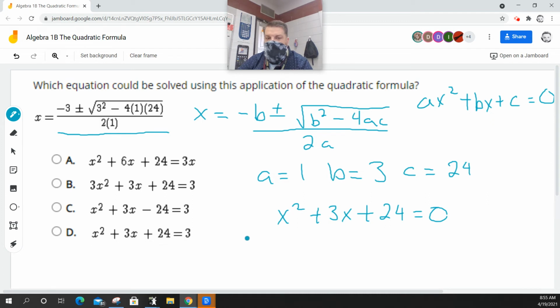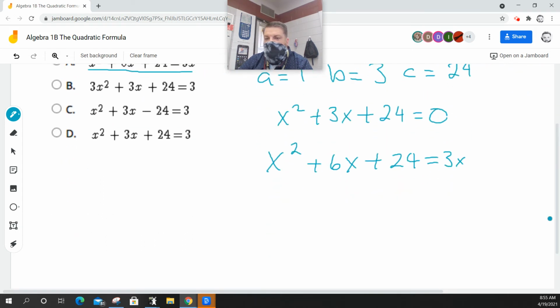I think it's A. And here's why I think it's A. If I say x squared plus 6x plus 24 equals 3x, when I solve that, this is the same as A, right? I'm just writing it down here. If I wanted to set that equal to 0, what do I need to do? I'm going to have to move the 3x to the other side. How do I do that?